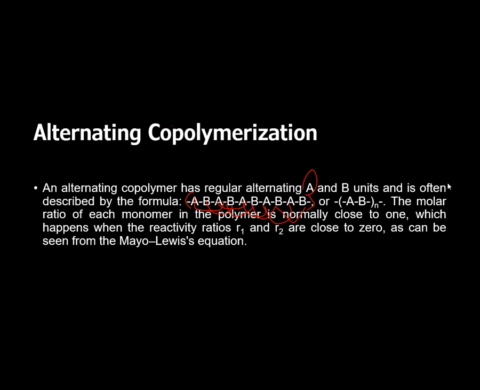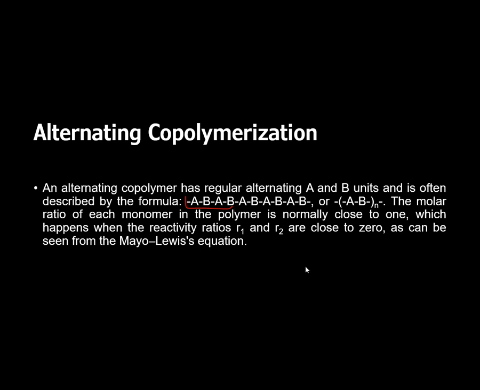Each and every time, their positions are specified, and it is often described by this formula, which is the basic formula where n is the number of monomers present. The molar ratio of each monomer in the polymer is normally close to 1, which happens when the relative ratios R1 and R2 are close to 0, as can be seen from the Mayo-Lewis equation. And the basic idea of the alternating copolymers is this, where the monomers keep on alternating.